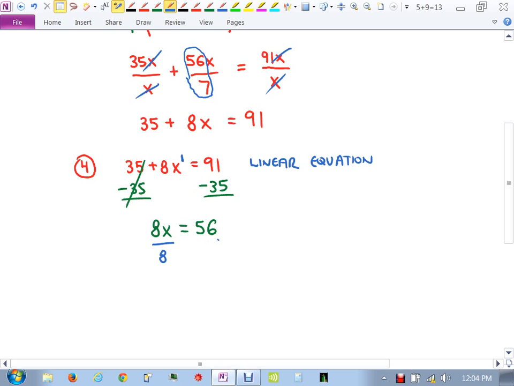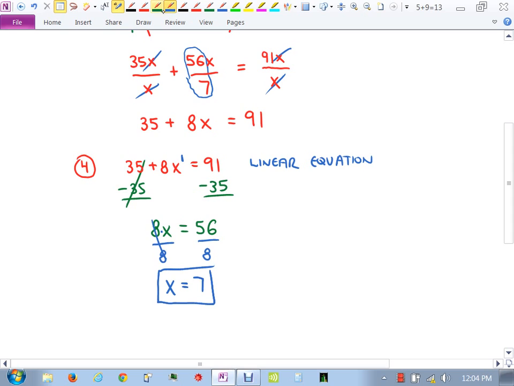Why not subtract? Do the opposite of what's there, but what's there? What's the 8x really mean? 8 times x, right? So to get rid of the 8 times x, you divide. So, okay, just making sure. 56 divided by 8 is 7 last time I checked. Okay, so that's step 4.